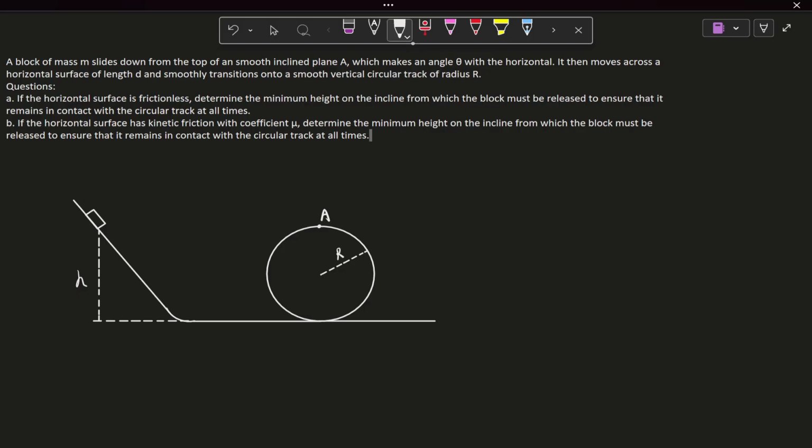A. If the horizontal surface is frictionless, determine the minimum height of the incline from which the block must be released to ensure that it remains in contact with the circular track at all times.